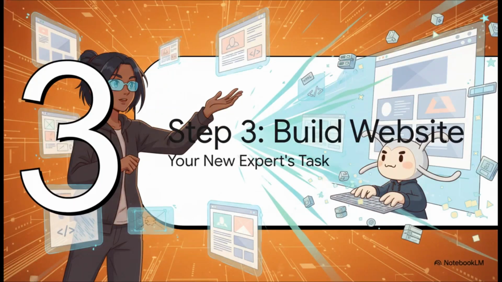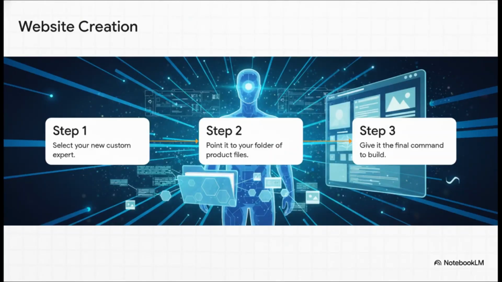So with our brand new technical product designer expert ready to go, it is time for the grand finale. In this final step, we are going to put our new AI to work and have it build an entire website for us instantly. Okay, so here's how it works. From your list of experts, you just pick the new one you just made, then you point it to that project folder, the one with all the designs, code, and photos. And finally, you give it one last command to pull it all together.